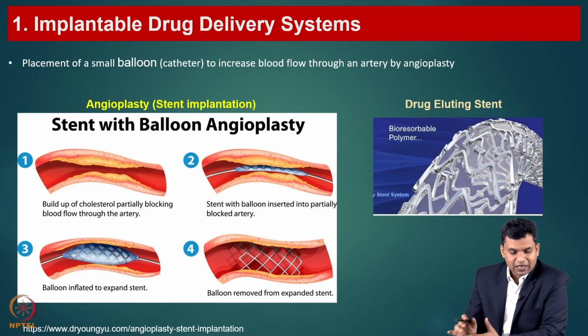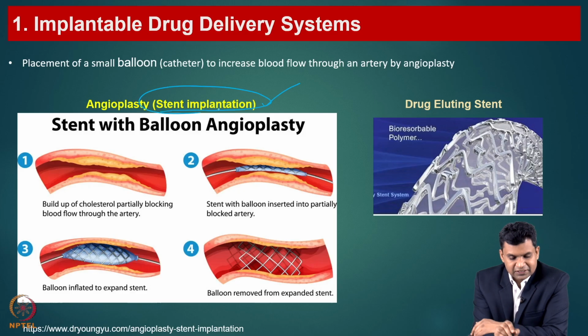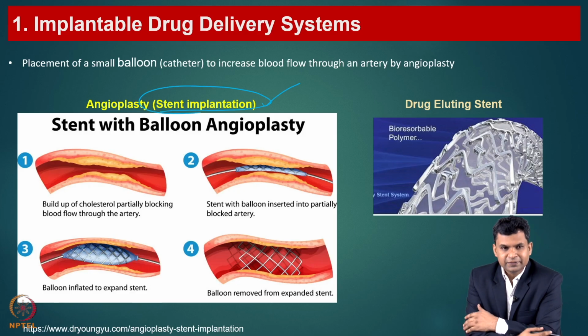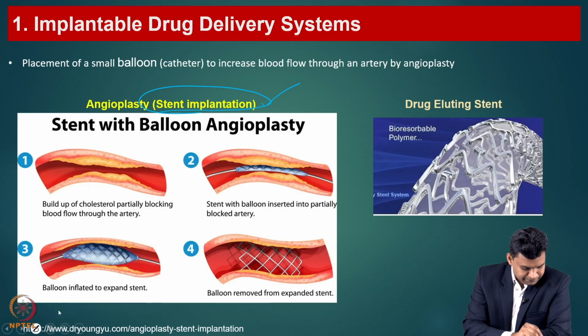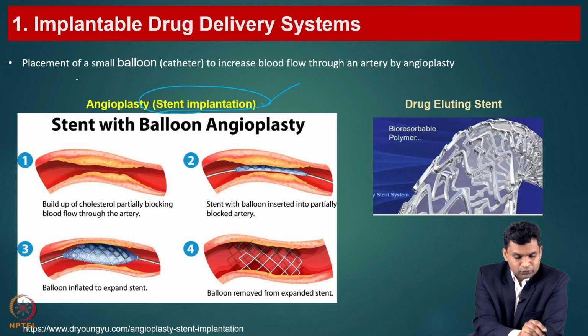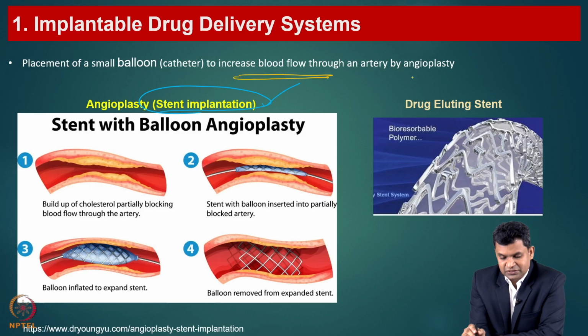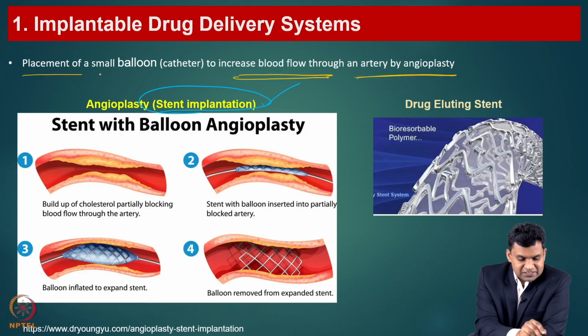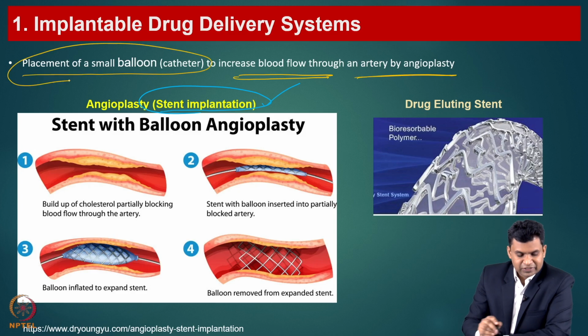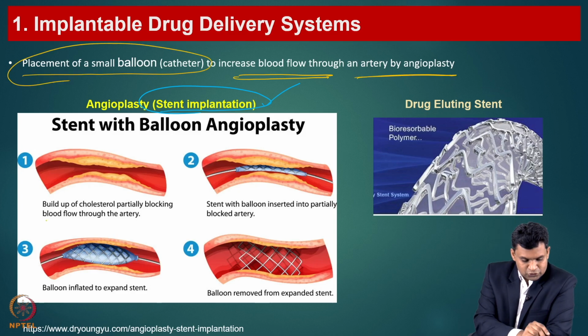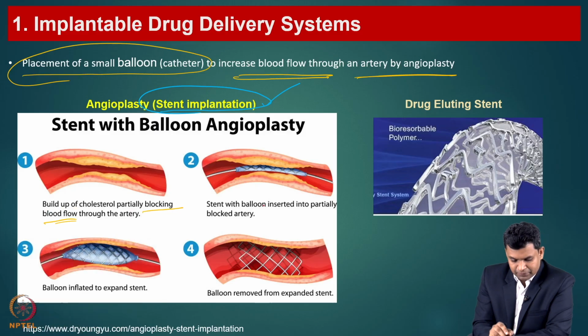With this you will understand, and I hope you all know about angioplasty, which is nothing but stent implantation in the coronary artery. We use this treatment to improve the blood flow in patients by angioplasty of the artery. Here we place a small balloon as a catheter. Now, you can see this is the blood vessel, with a build up of cholesterol partially blocking the flow. Here we place the stent by using the balloon. So, this is step 1.